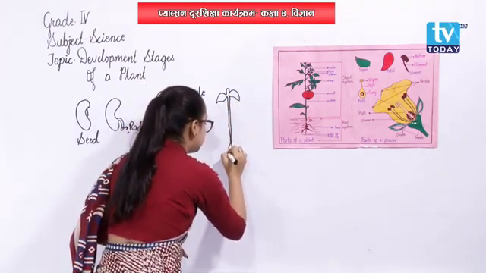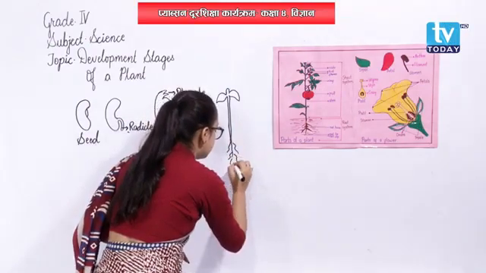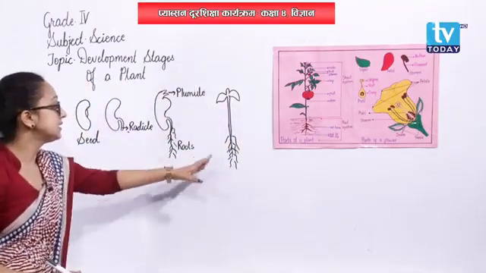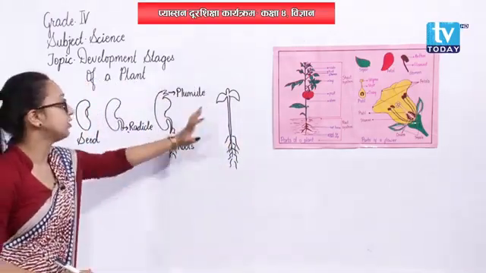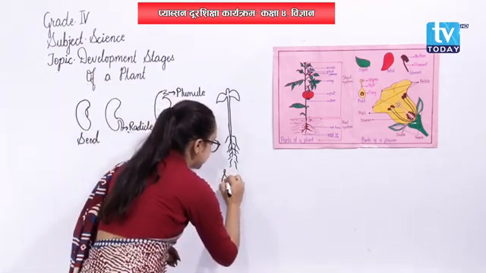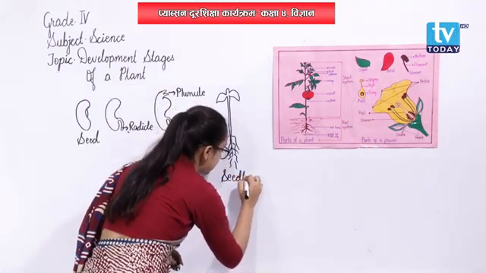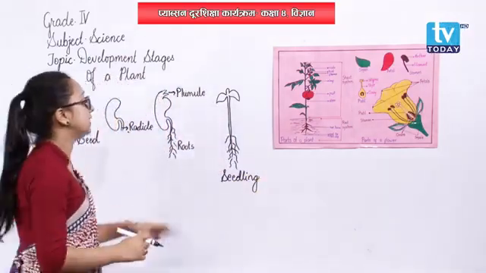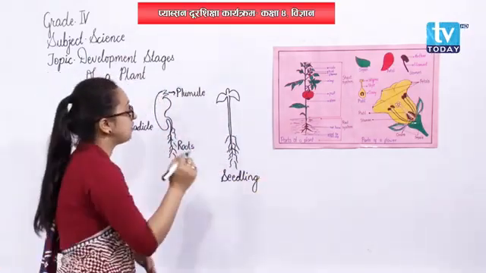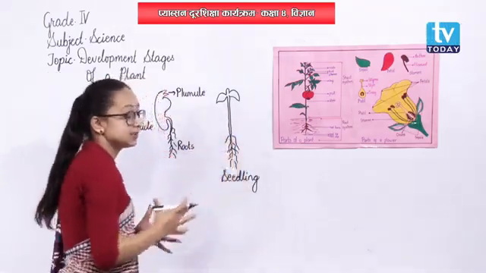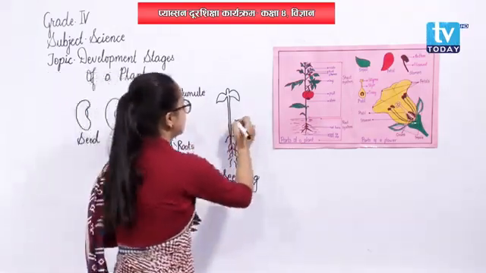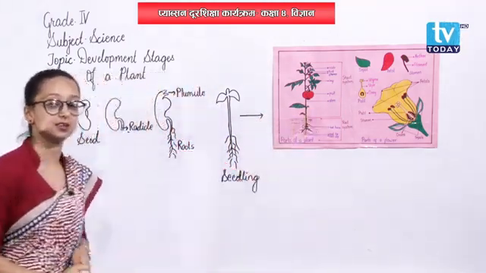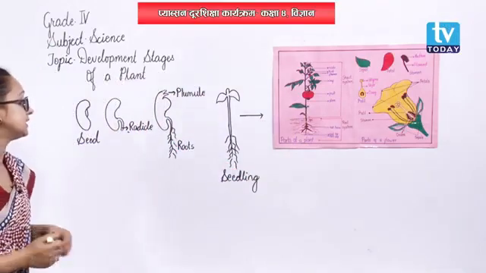They start growing into a young stem, and this young stem or young plant is known as a seedling. What is it called? It is known as a seedling. Finally, after some days, whenever they get proper time, this seedling grows into a young plant like this. In this way, a seed germinates.